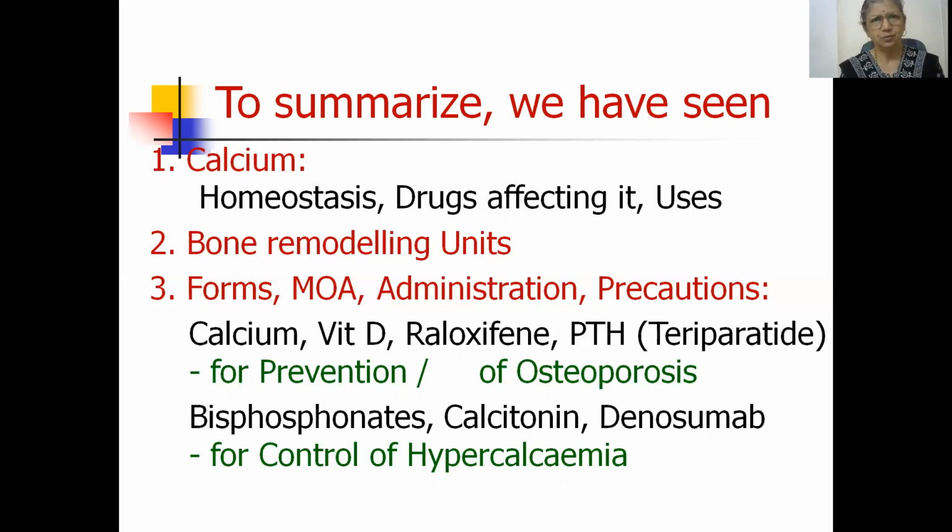So calcium, vitamin D, raloxifene, and parathormone. We saw the role in prevention and treatment of osteoporosis, and we also saw the other agents which are anti-resorptive, though they are effective in controlling osteoporosis. Their major role, and they are very, very important for this, is controlling hypercalcemic states like Paget's disease or hypercalcemia of malignancy.